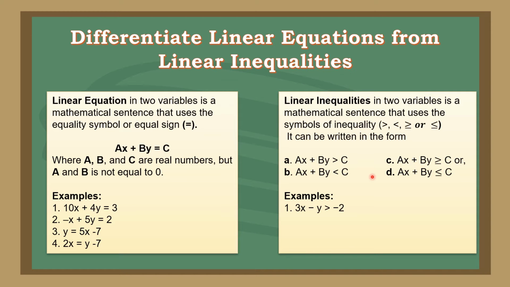So our examples, number 1, 3x minus y is greater than negative 2. Number 2, x plus y is less than 2. Number 3, x plus 3y is less than or equal to 0. And 4, 5y minus 3x is greater than or equal to negative 2.